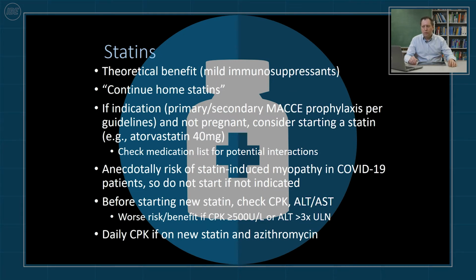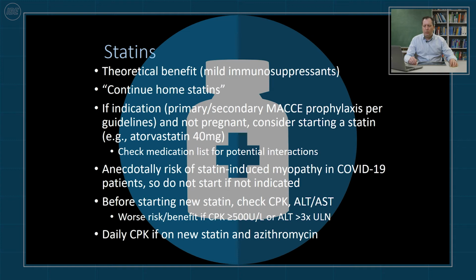Statins should confer a theoretical benefit. They are considered to be mild immunosuppressants. Home statins should be continued, and they should be newly started if there is an indication anyways, for example, to prevent primary or secondary major adverse cardiovascular or cerebrovascular events. Of course, as always, for new medications, do check the medication list for potential interactions. There's also anecdotally a risk of statin-induced myopathy in COVID-19 patients, so do not start them if they're not indicated.